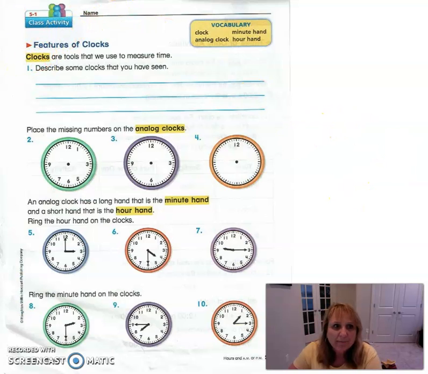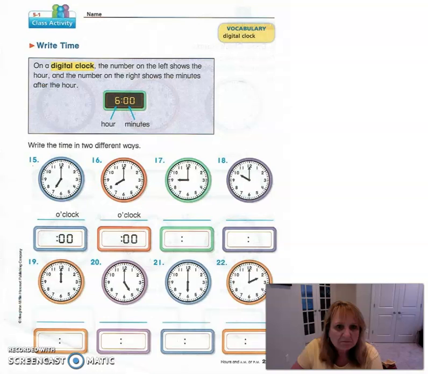Let's look at number 1. Number 1 says, clocks are tools that we use to measure time. Describe some clocks that you have seen. I hope that you all have an analog clock in your house. And I would love it if you could have an analog clock right next to a digital clock. And a digital clock looks like this. It has the little box on it with the numbers in it. Okay, that's a digital clock.